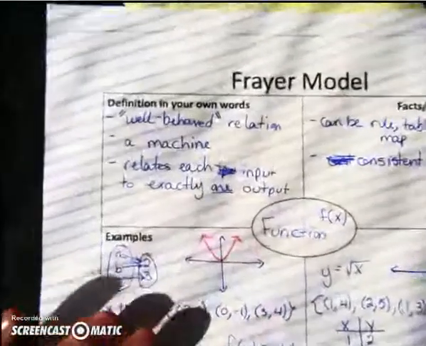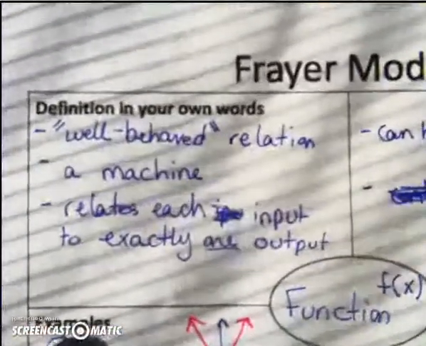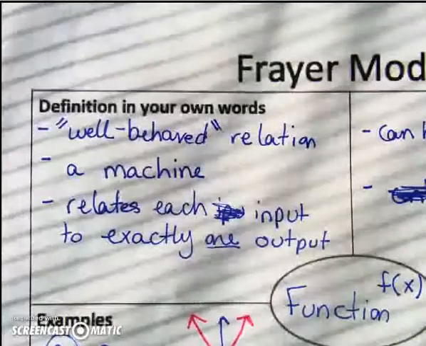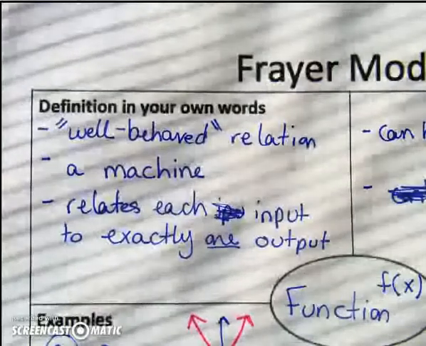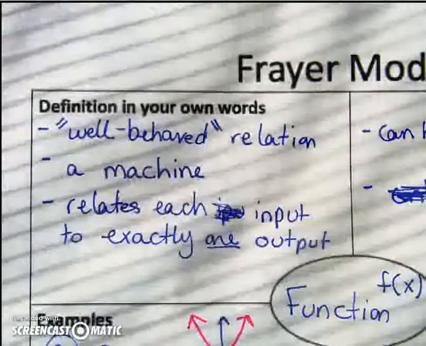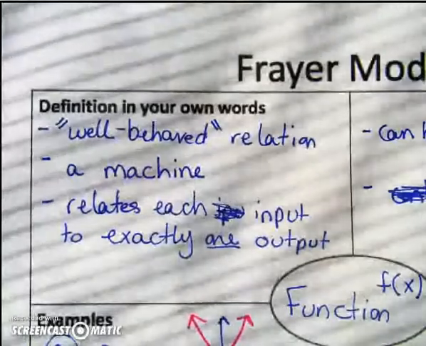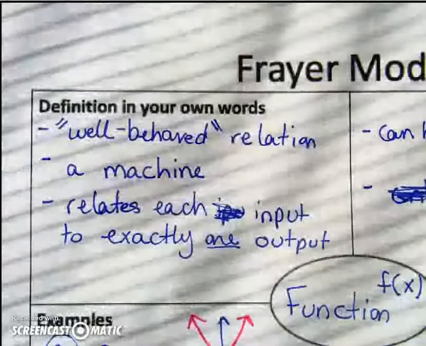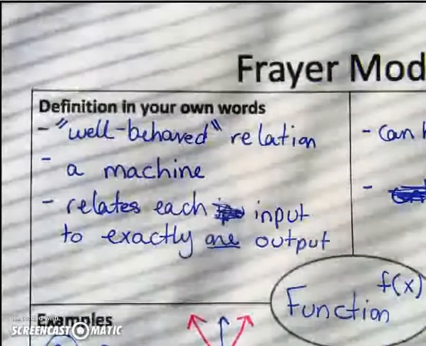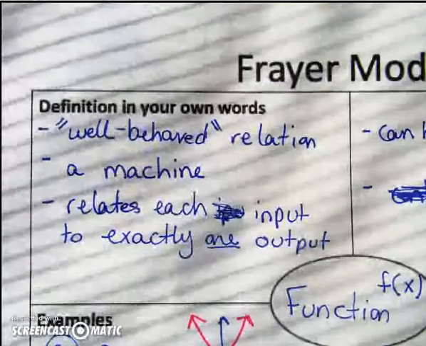Now in your top left-hand corner is a box that's supposed to be for definitions in your own words. As you can see, I have three definitions in our own words. One is a well-behaved relation. The second is it works like a machine, so a function machine. If you put something in, it should do something and give something different out. Now, it should do the same thing with every single thing that you put into your function. Okay? It relates each input to exactly one output. So we don't want to put in, let's say, 0 to our function machine and get out 2 sometimes and 3 another time. We want to always put in 2 and get out 4.